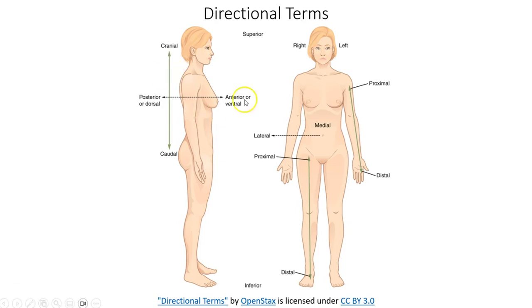So anterior is something that is closer to the front side of the body, so the face side of the body, and posterior or dorsal refers to something that is more towards the back of the body. All right, and this can be in reference to a lot of different things. So we could say something like the sternum is anterior to the spine.